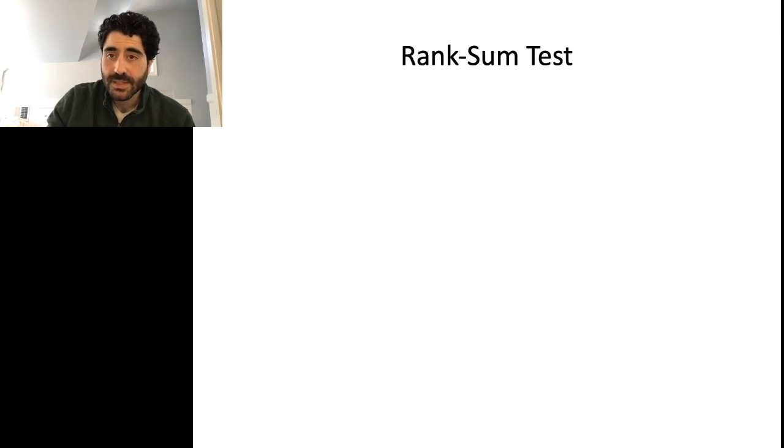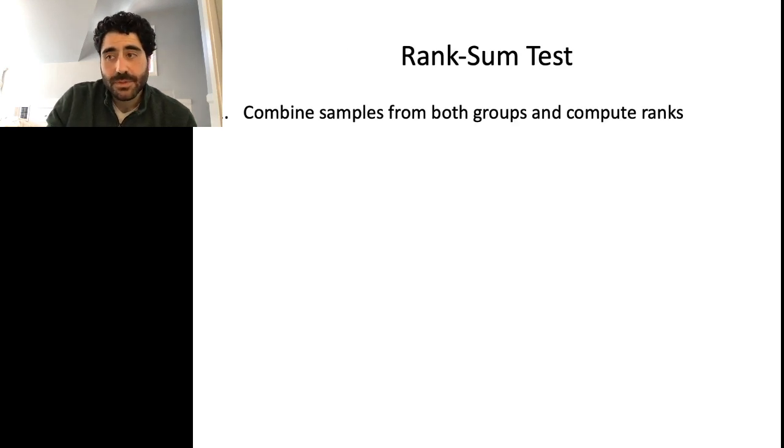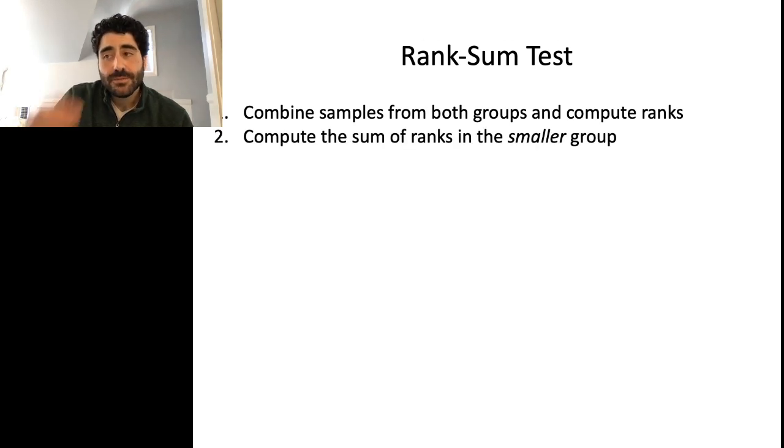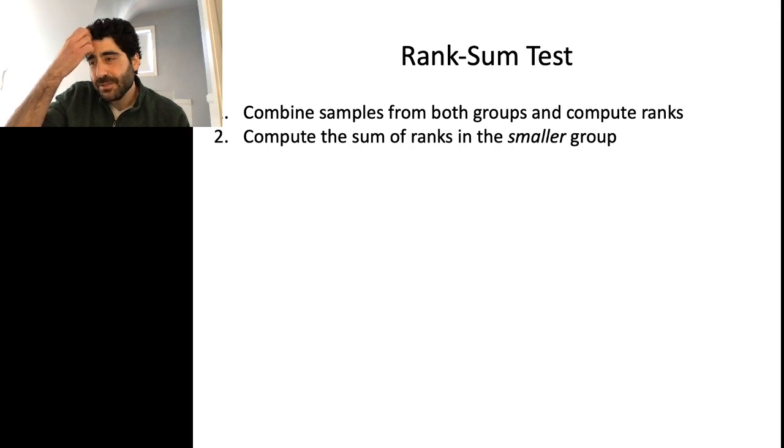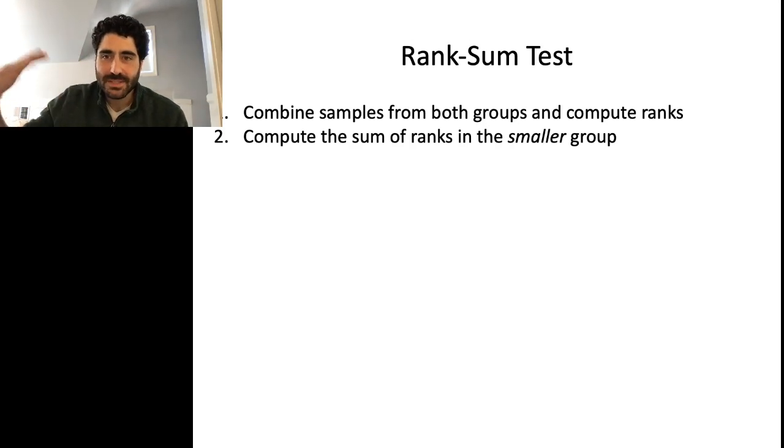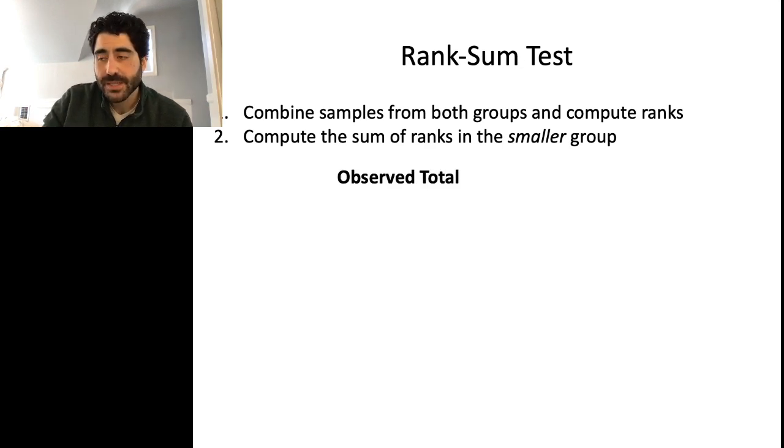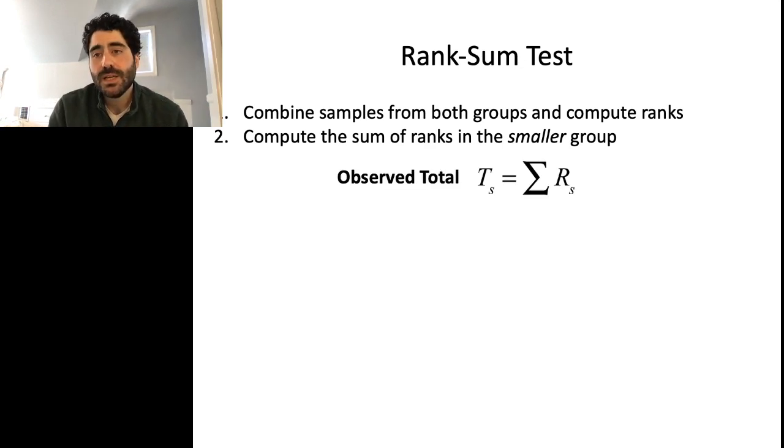Okay, so the first step is we put both of our samples together and compute ranks across both of them. And then we're going to sum up the ranks in one of the groups. It doesn't matter which one you do, just keep it consistent. I'm just going to assume we're doing the smaller group, but you could work this out either way. So this is our observed statistic in our data.